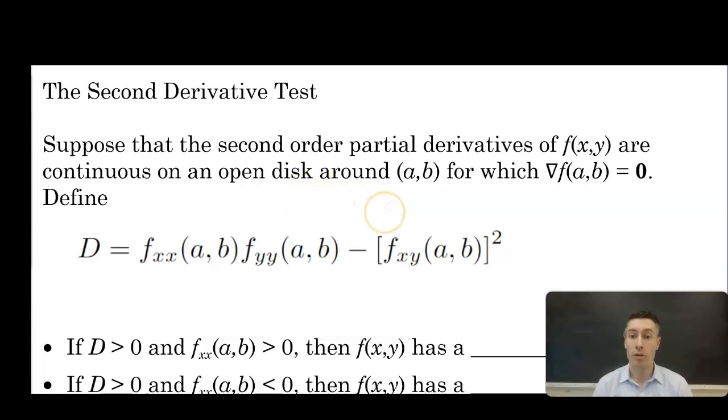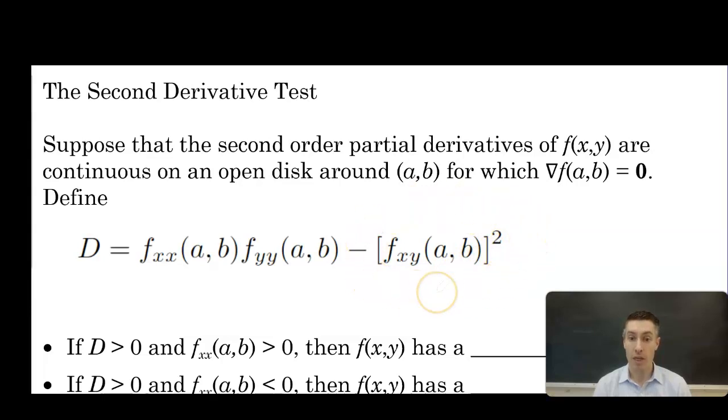Suppose that the second order partial derivatives of the function f of x, y are continuous on an open disk around the point (a, b), for which the gradient of the function at (a, b) is equal to the zero vector. Remember, this is just saying our first order partial derivatives at the point are equal to 0. We're going to define D as the second order partial with respect to only x at the point (a, b) times the second order partial with respect to only y at the point (a, b) minus the mixed second order partial, so in this case x then y, at the point (a, b), and we're going to square that.